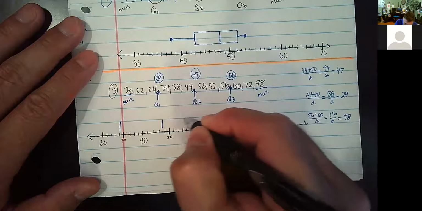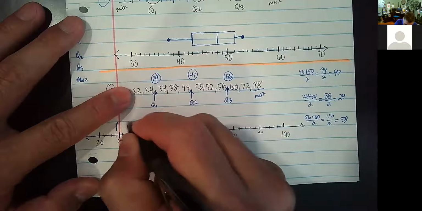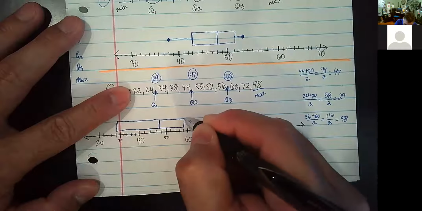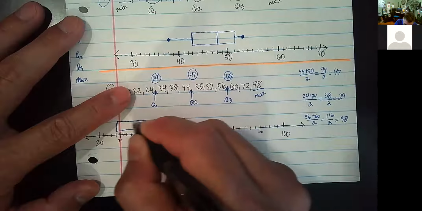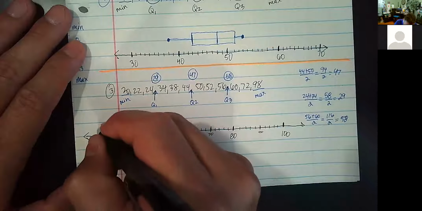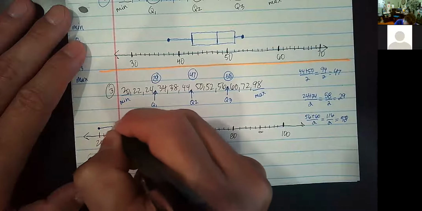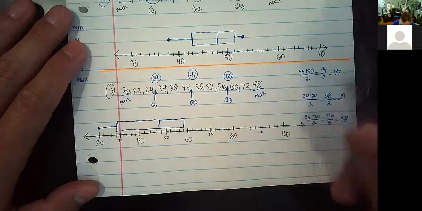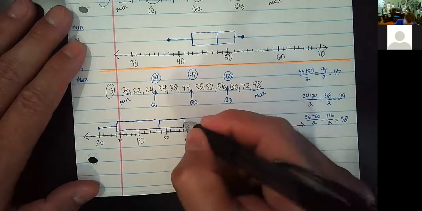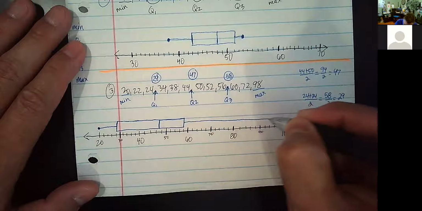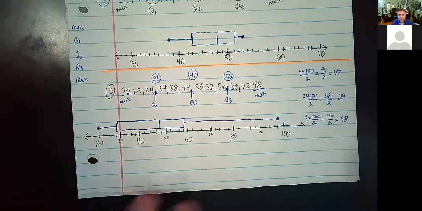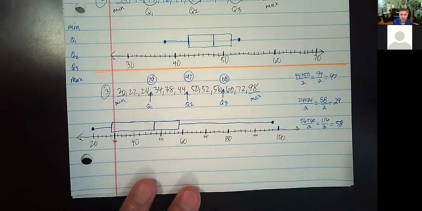And I'm going to use this new line here. So there's my box part. And the minimum, remember, the minimum is a dot. It's the whisker part. And then the maximum is also a dot. That's also a whisker part. So there's the box and whiskers for number 3.